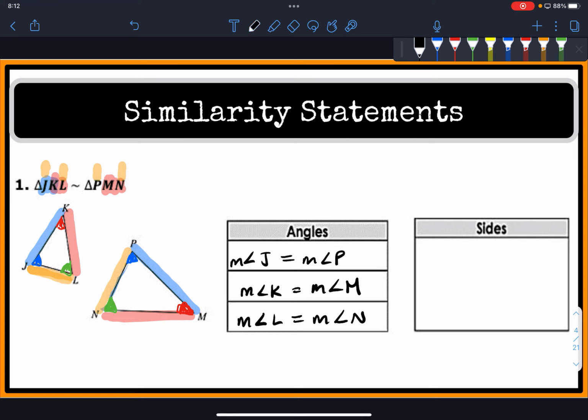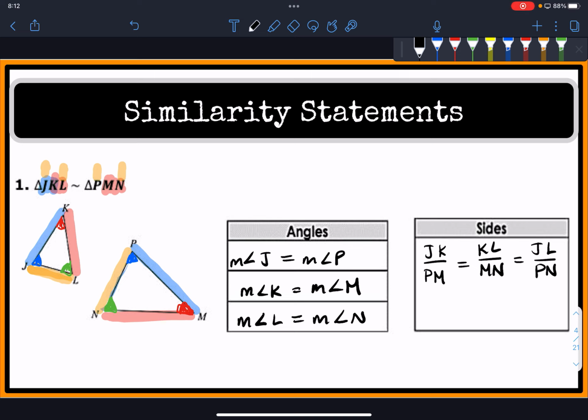And because these are similar, that means that there's a proportional relationship between the sides. So if I get the side from J to K and I divide it by its corresponding side from P to M, that's going to be equal to dividing again the corresponding sides of KL and MN, and dividing that by the corresponding side JL by PN, which is what we use in order to figure out missing sides between two similar figures.